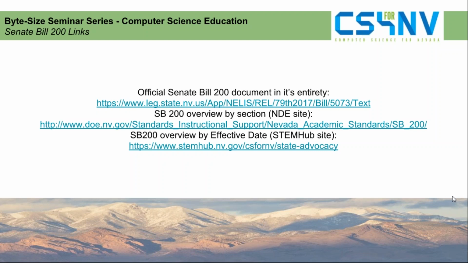And then the third link is to the STEMhub website, and on there I have Senate Bill 200 broken down by the effective date. So within the different sections, there may be multiple effective dates when that regulation needs to take place. So what I did was group them all together by those dates, so it's easier for you to see.